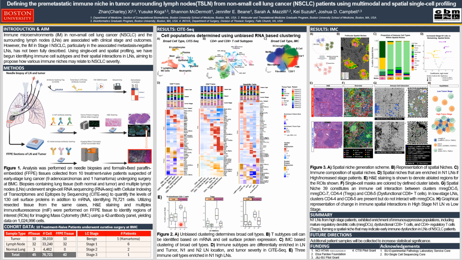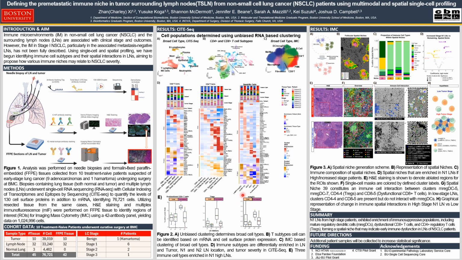So in total, the N1 lymph nodes, which are the lymph nodes that are closer to the tumor, have more of these immune cell types compared to the low stage patients of N1 and N2 patients. So the N1 nodal stations of these increased stage patients have more of these dysfunctional CD8 T cells, Tregs, and mreg DCs. We suspect from the CITE-seq data that these cell types may play a role in the high stage of the patients, the progressiveness, and the severity of the cancer.